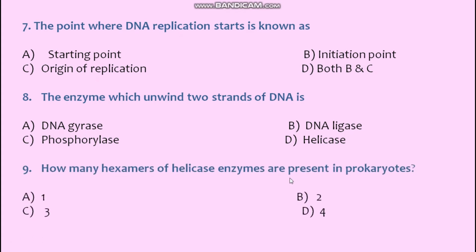Next question. How many hexamers of helicase enzymes are present in prokaryotes? So basically 2 hexamers of helicase enzymes are present in prokaryotes. They both unwind the strand in opposite directions. Like if one hexamer is going to the left side, the other will go to the right side. So 2 hexamers of helicase enzymes are present in prokaryotes.